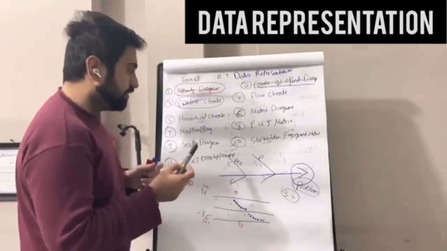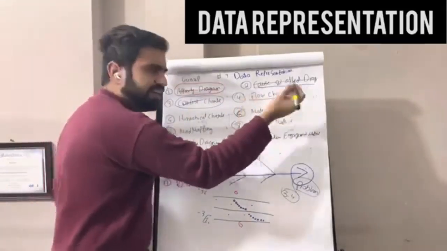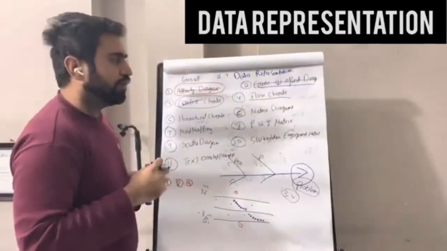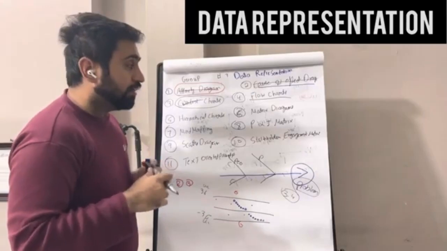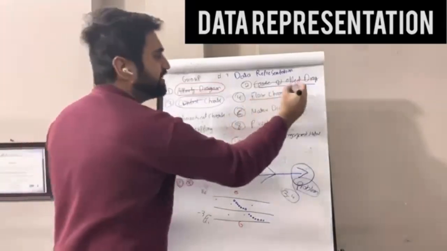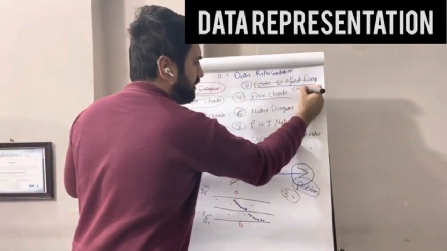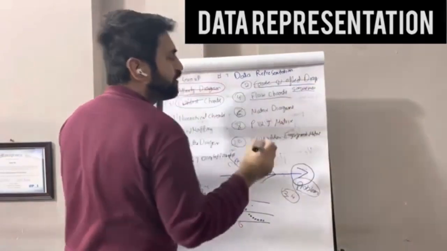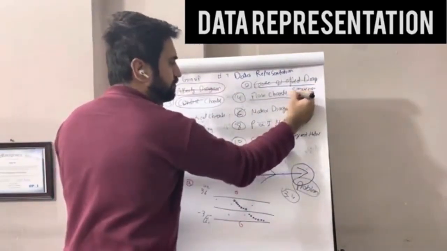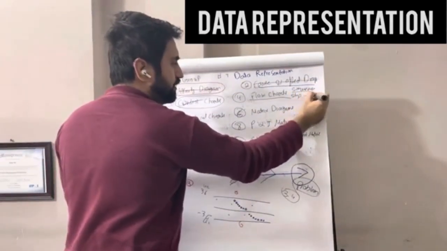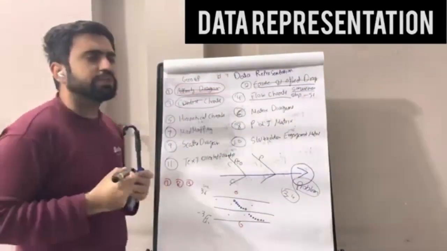The next is the flow chart. Again, it is used for quality. This is basically a sequence of steps, as simple as that: step 1, step 2, step 3. It shows the sequence of steps.